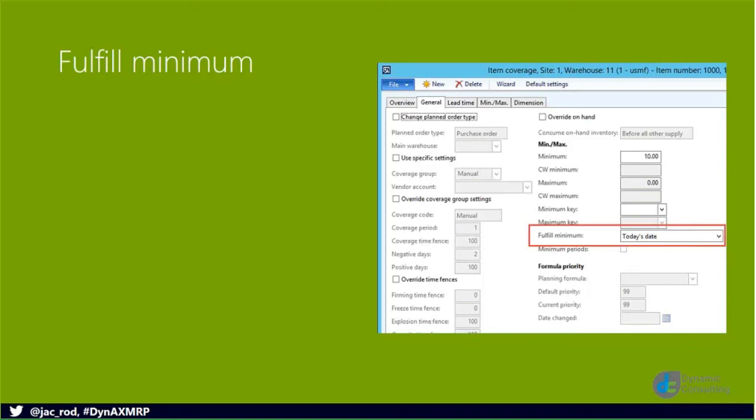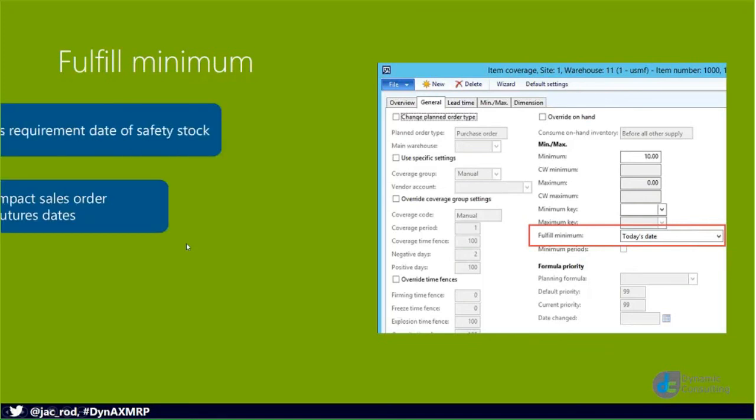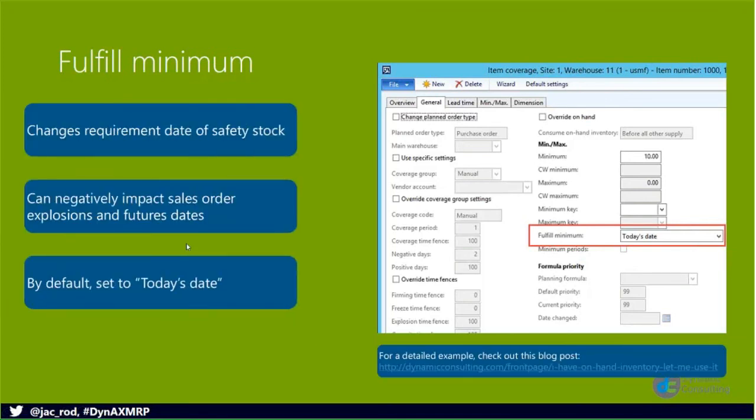You've got about 5 minutes, Jake. Yeah, I've got a couple other questions here. So, one question, just quickly: master planning across multiple companies in the same instance. Does it work that way?